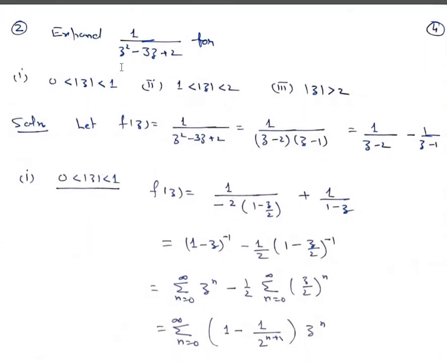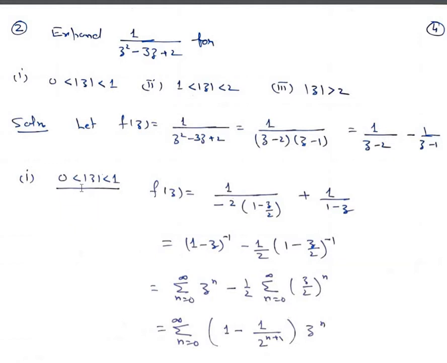Next example. Expand 1/(z² − 3z + 2) for number 1, 0 < |z| < 1, number 2, 1 < |z| < 2, and number 3, |z| > 2. Now because f(z) is 1/(z² − 3z + 2), the factors of this are (z − 2) into (z − 1), and now break it into partial fractions. We get 1/(z − 2) − 1/(z − 1).